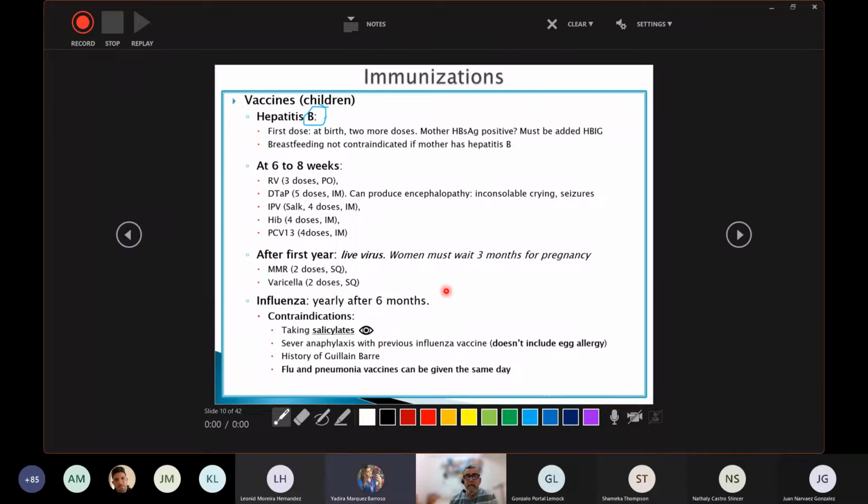Professor, MMR, and TB too, tuberculosis too. In America, in the first world, in Europe, Japan, South Korea, and the United States, we don't give BCG. The BCG is the vaccine of the bacilli of Calmette.